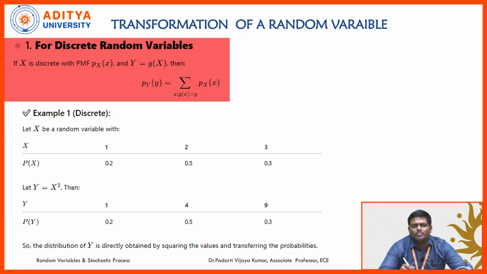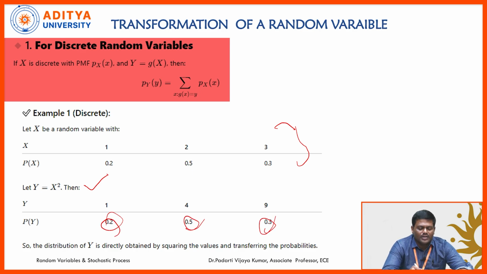So, let us see one problem related to the discrete random variable, how the transformation will change the output random variable values. Here, x is the random variable given with its probabilities. Now, there is a function which relates y and x, this is nothing but a transformation. Y is equal to x square. The probabilities remain the same, whereas because of the transformation the y values will be 1 square, 2 square, 3 square.